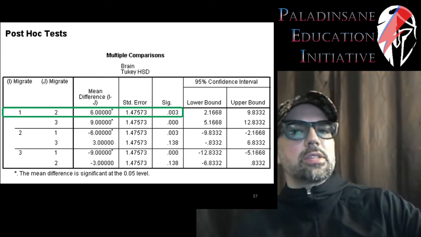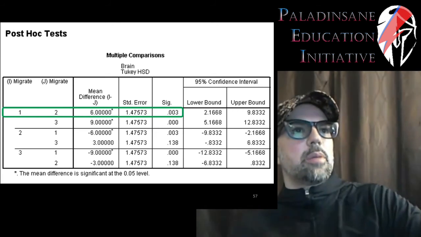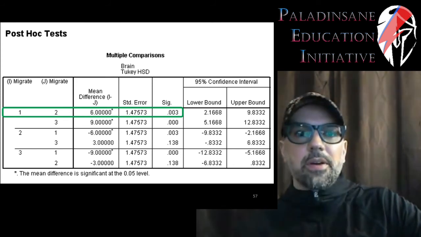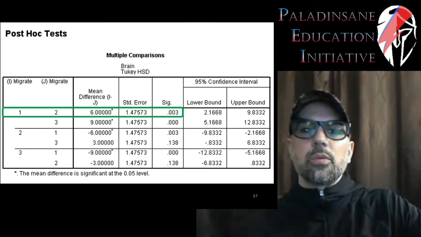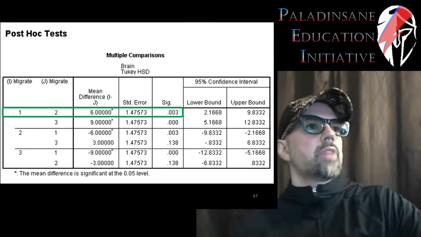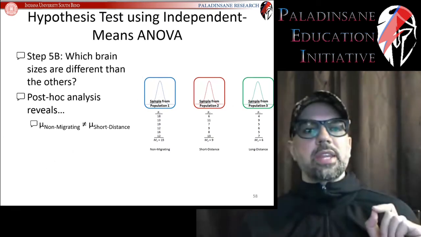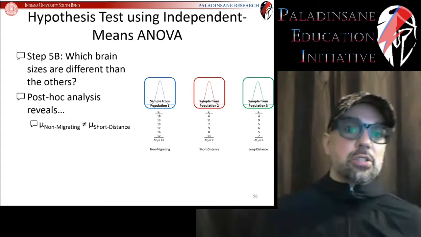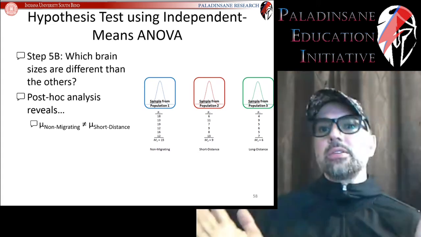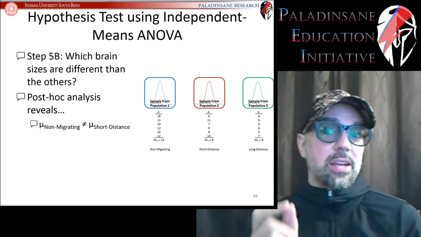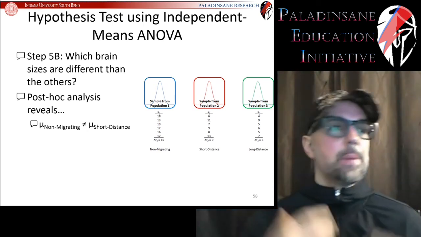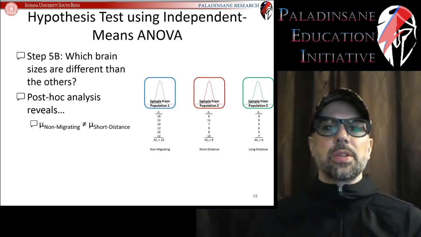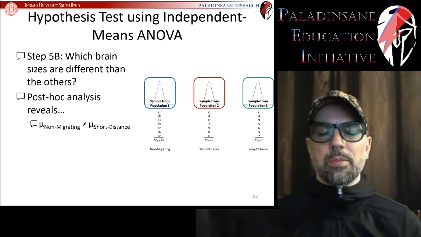As it is for this comparison, non-migrating to short distance migrating birds, our significant level, our p-value is less than our alpha. We see the asterisk, that's our double check. We are rejecting the null hypothesis. And the post hoc analysis reveals that non-migrating birds have different brain sizes than short distance migrating birds. So that's one of the differences. We found our first difference. We knew there must be at least one difference between the populations. We found at least one. The brain sizes for non-migrating birds are larger than the brain sizes for short distance migrating birds.